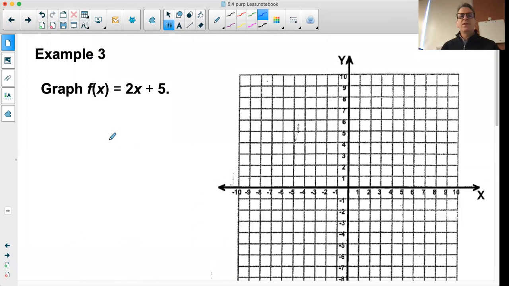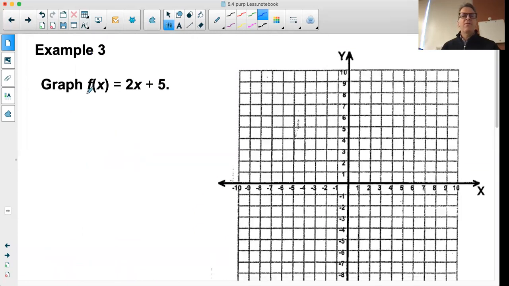All right, example 3, pretty simple question. Graph the f at x is equal to 2x plus 5. Okay, now you know how to graph. Now, with function notation, it's quite easy to resort to just pick a few points. Okay, so like f at 0, 2 times 0 plus 5 is 5. So your coordinate would be 0, positive 5.